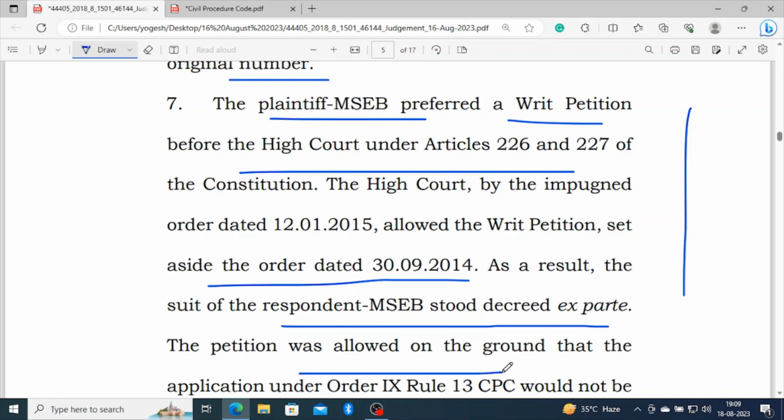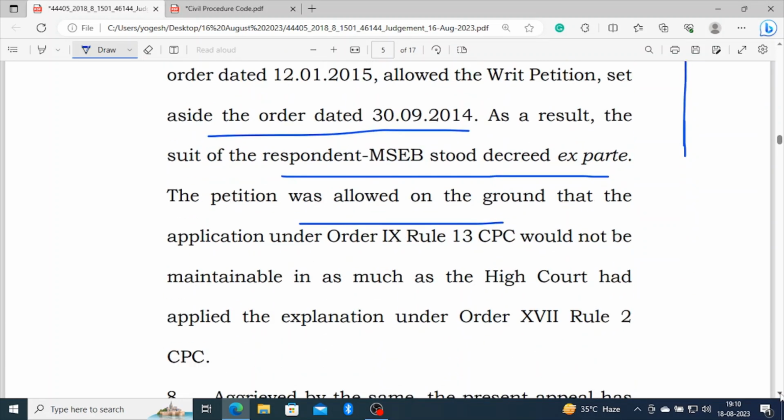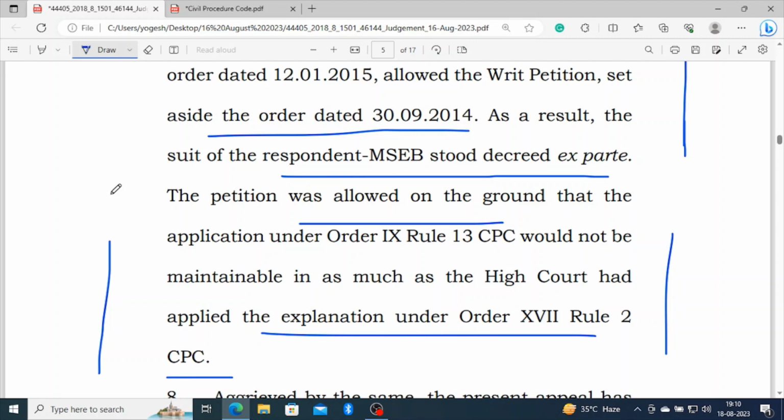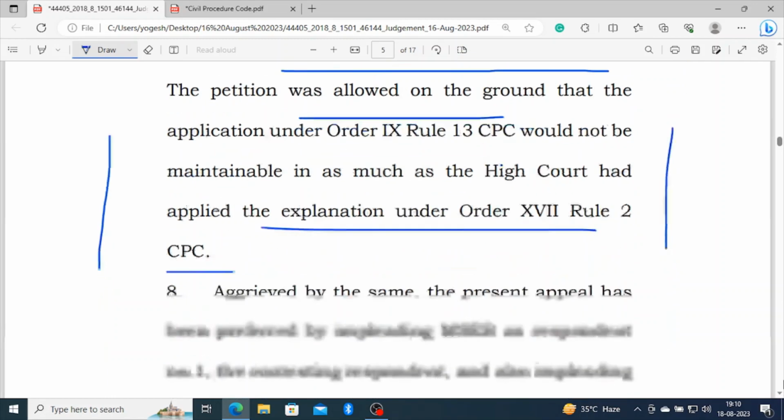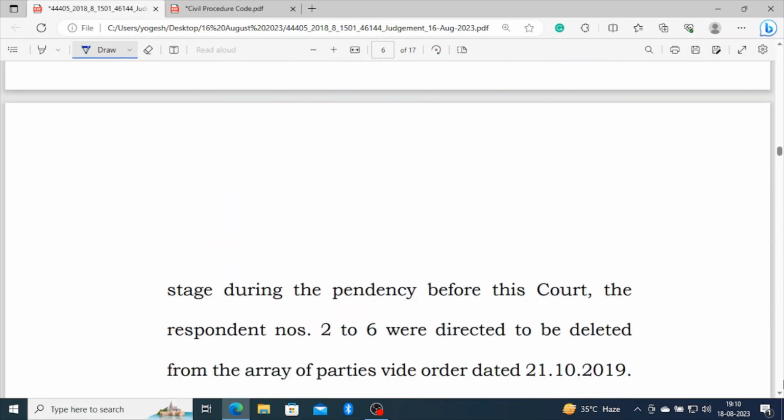So the petition was allowed on the grounds that the application under Order 9, Rule 13 CPC would not be maintainable, as the High Court applied the explanation under Order 17, Rule 2 CPC. This was the ground made by the Honorable High Court in their judgment, that they have applied this explanation. Aggrieved by this, the appellant filed a special leave petition.